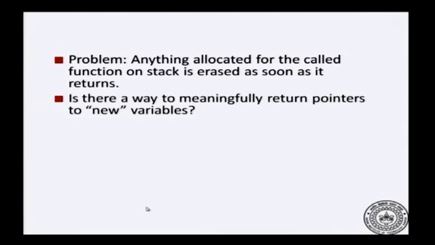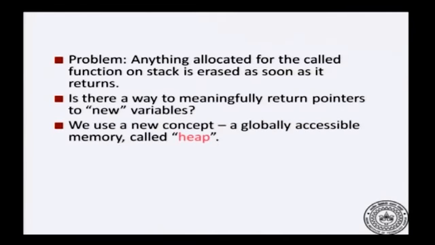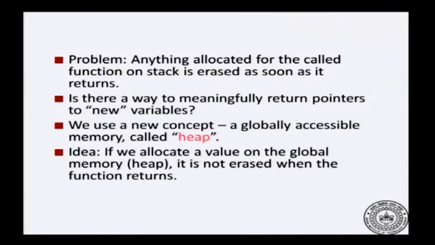Can we get around this? The main problem here is that anything that is allocated to the called function on the stack is erased as soon as it returns. Now, is there any way at all to meaningfully return pointers to new variables? We will use a new concept, that of a globally accessible memory called the heap. We have already seen a stack. Now we will understand what a heap is. Roughly the idea is that if we allocate a value on the global memory, it is not erased when the function returns.